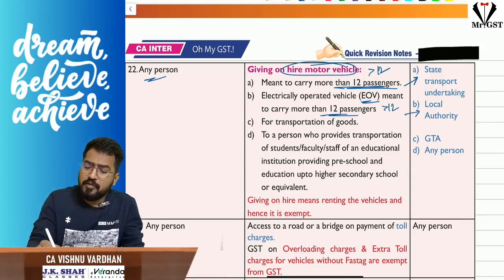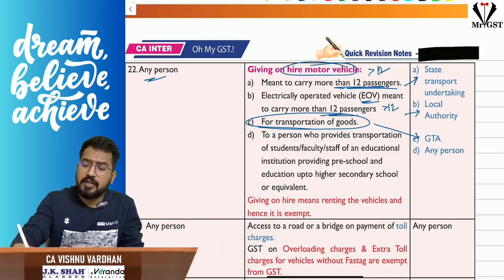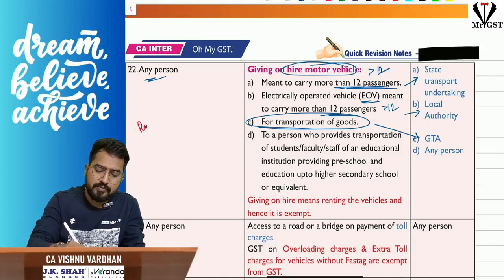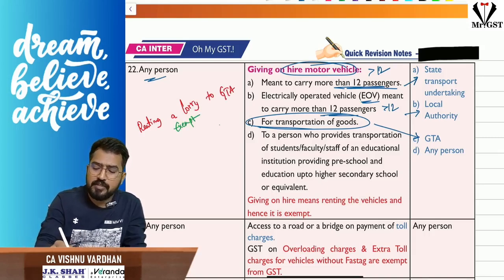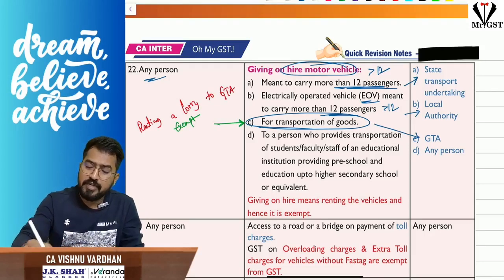Next, for transporting the goods, anything you rent to GTA, that means renting a lorry to GTA, taxable or exempt, that is exempt. That is what this point number C is all about. And next, point number D. Here for point number D, I have an example for you.